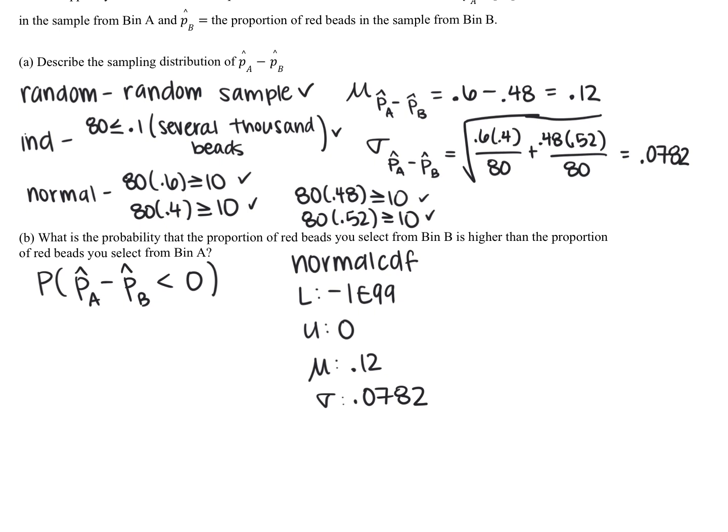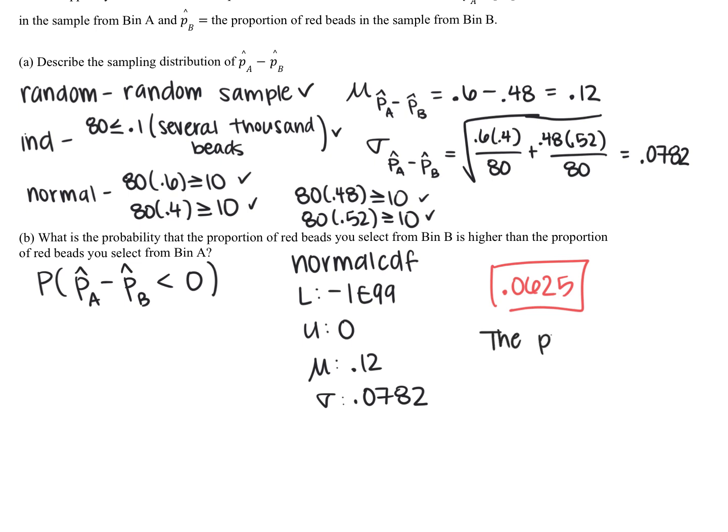So you go to second vars, you plug in your information, and we're going to get a probability of 0.0625. And then my last step is to write a sentence.